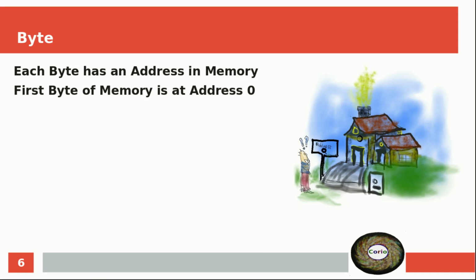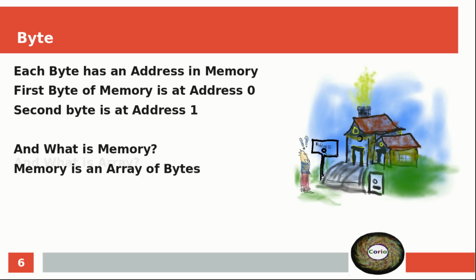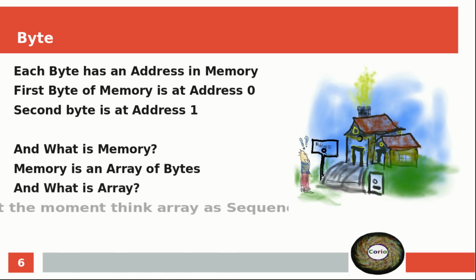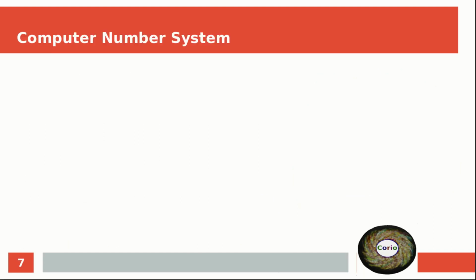Each byte has an address in memory. First byte of memory is at address 0, second byte is at address 1. And what is memory? Memory is an array of bytes. And what is array? At the moment think array as sequence. Computers read numbers from 0.